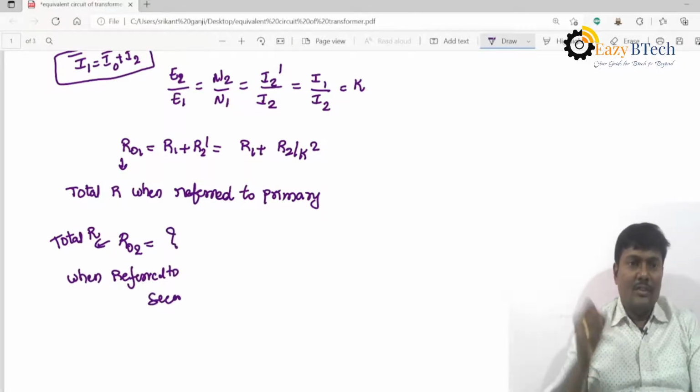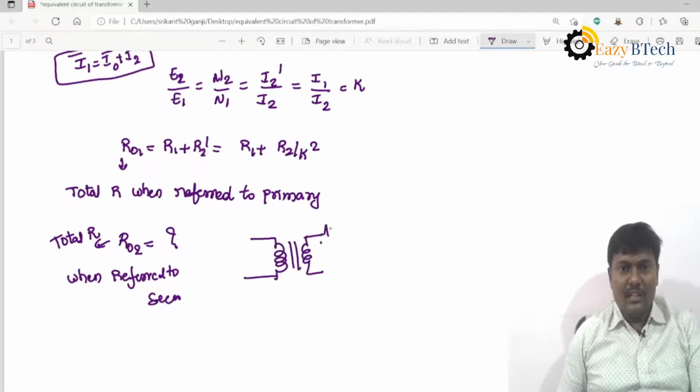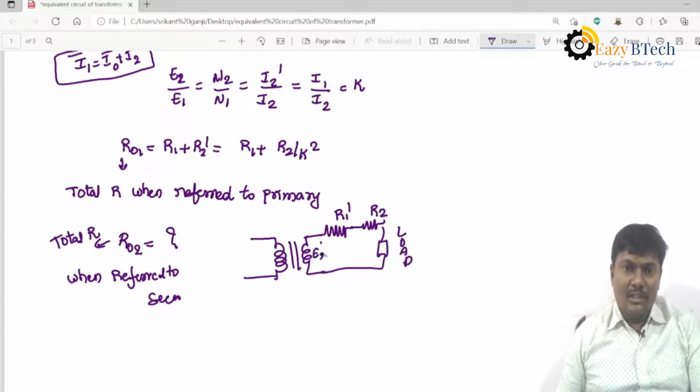So we should find out now. The primary winding resistance is shifted to the secondary side, and that becomes R1 dash. The secondary winding resistance is R2, which is our load, and the current flowing through this is I2, and here it is I1.